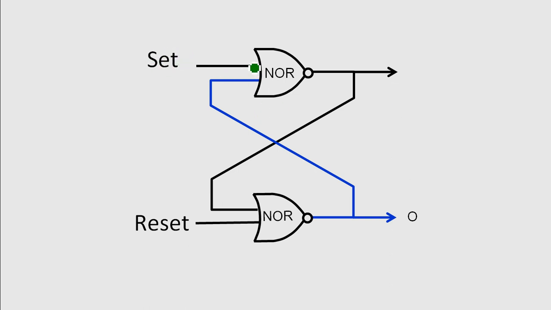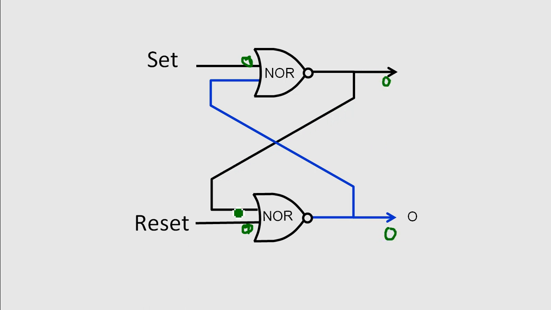Let's imagine set and reset are 1 at the same time. This should actually never happen, but let's imagine they are. What's happening is that this output becomes 0 and this output becomes 0. Now this is a very rare case, but let's imagine set and reset go to 0 at exactly the same time. What would happen now? Okay, we have a 0 here, we have a 0 here.